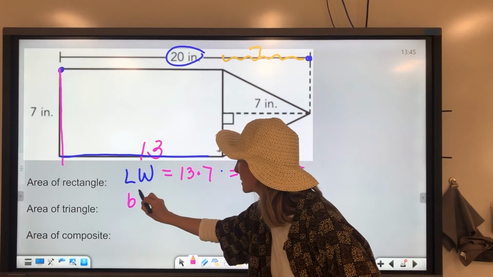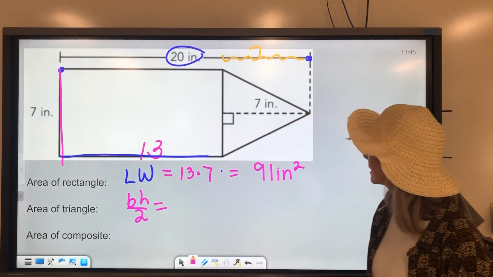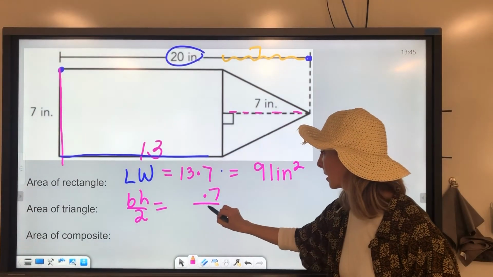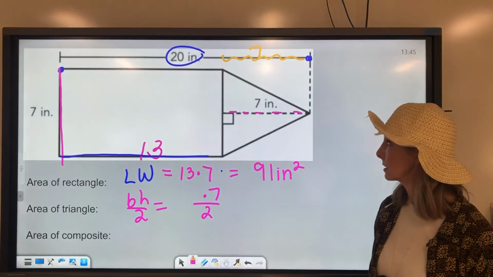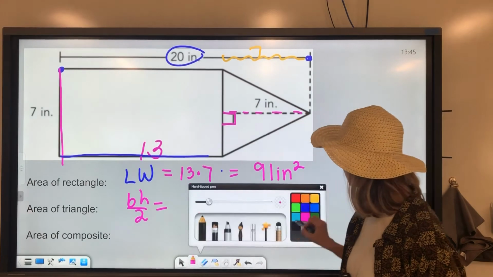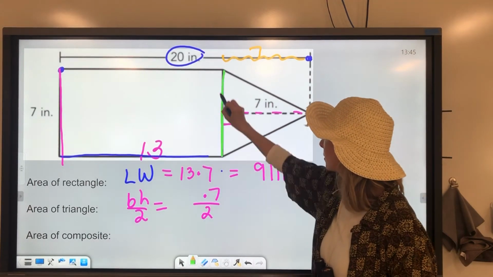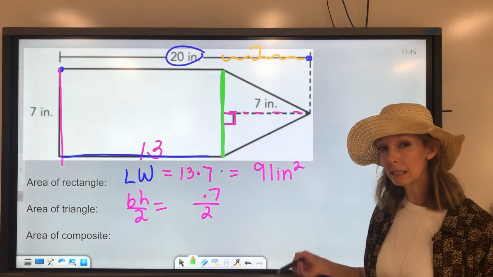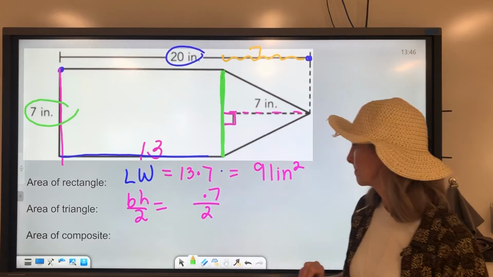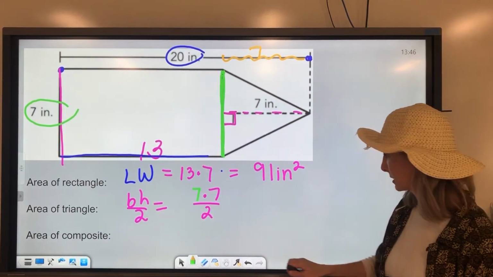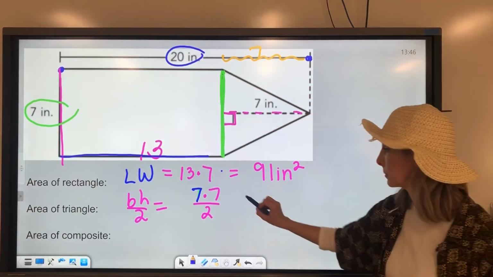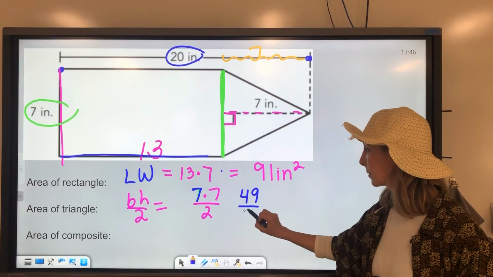All right, let's talk about our triangle here. We know that's base times height divided by 2. Let's see. Well, my height is that dotted line. That's 7. I know I'm going to divide by 2. What's my base? Remember, my base and my height form that 90-degree angle right there. So I know this portion right here in green, that's my base. It's not labeled, but I can see the line that's parallel to it is 7. All right, well, that's kind of hard to see, isn't it? So I have 7 times 7, which is 49. I'm going to divide that by 2.